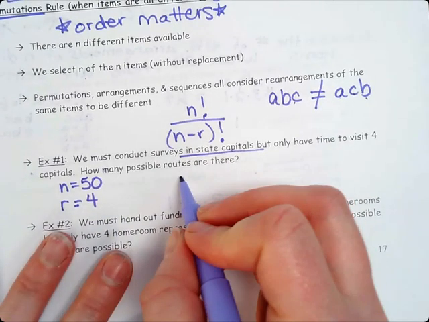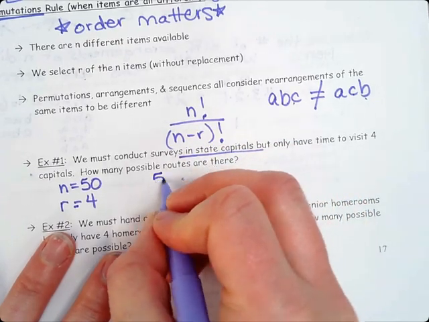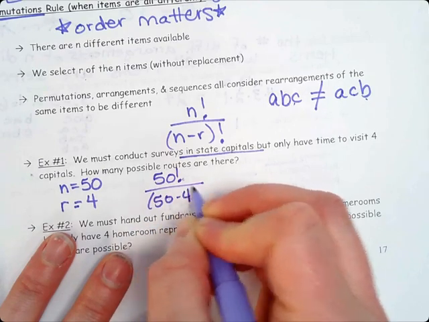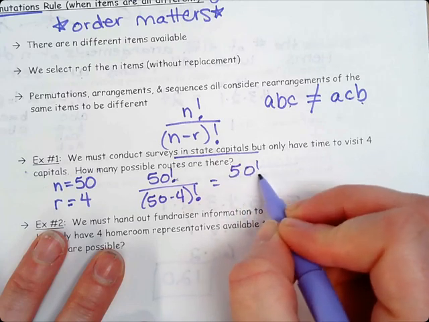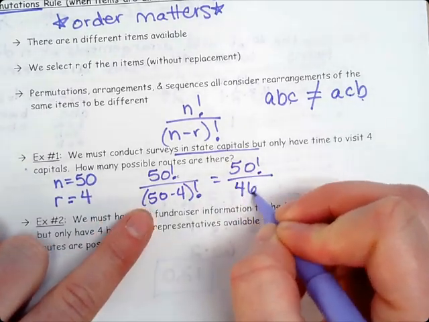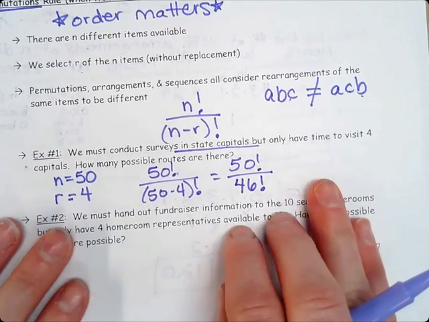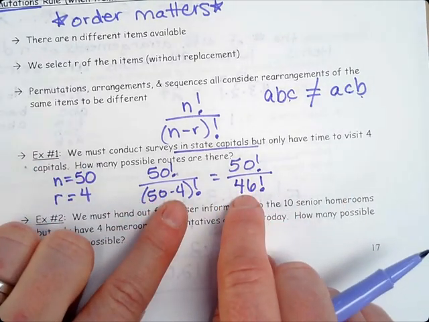So we are going to use that formula, n factorial over (n minus r) factorial. So that'd be 50 factorial over 50 minus 4 factorial, which is 50 factorial over, is that 46 factorial? Okay, I want to show you how this simplifies though, before you put it in the calculator, or some of you probably already did, that's okay. I want to show you how this simplifies real quick.